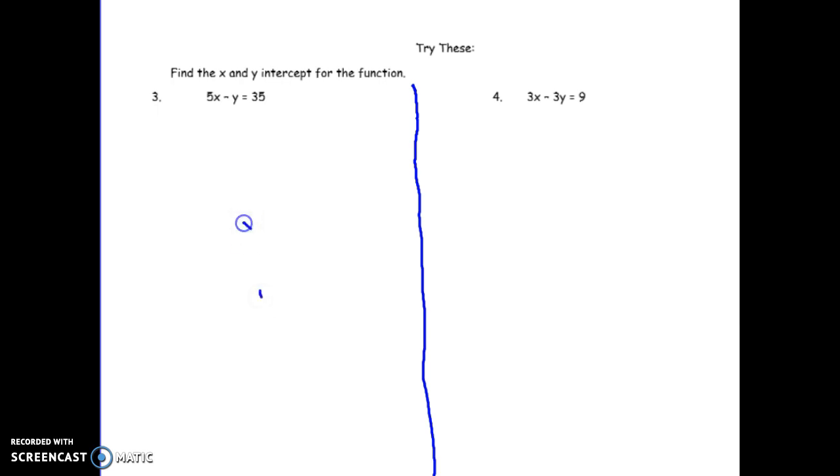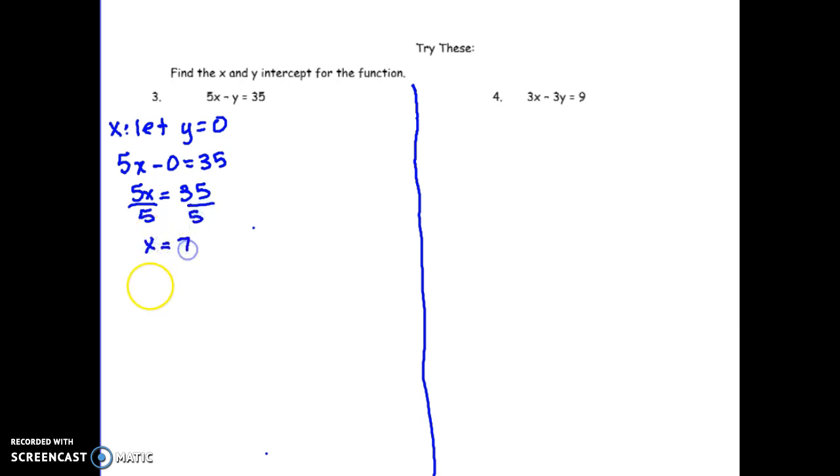Number 3, let's find the x and the y-intercept for the function. So I'm going to clear out this here. Okay, my x-intercept, again, I'm going to let my y be 0. And when I do that, I've got 5x minus 0 is equal to 35. Or 5x is equal to 35. Divide both sides by 5. And my x is equal to 7. So my ordered pair is 7, 0 for my x-intercept.